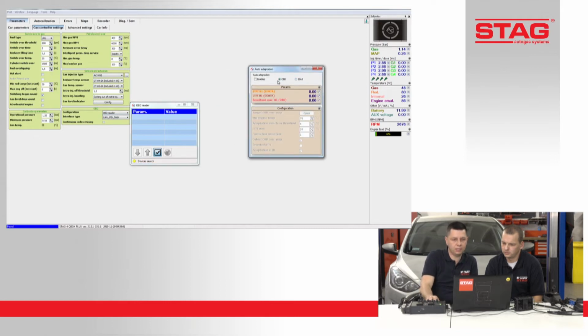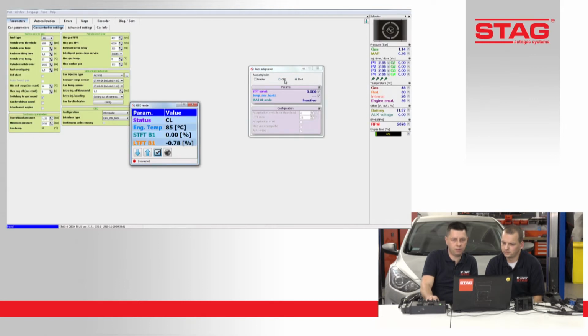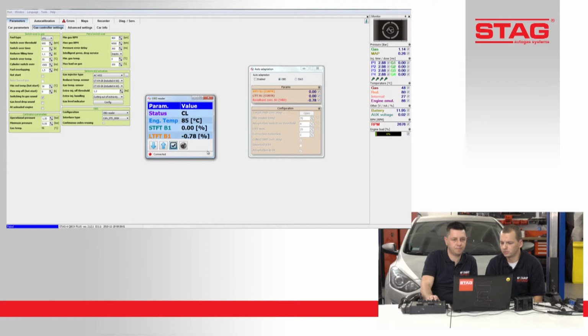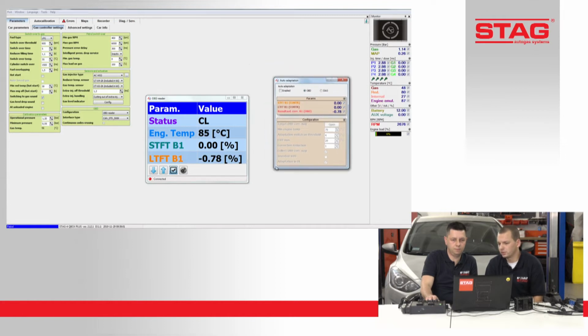And as you can see on the window of auto adaptation, you have two options. You can use OBD auto adaptation mode or ESA3 auto adaptation mode. One or another, it's up to you to choose. The OBD is gathering information from the petrol ECU. ESA3 is gathering information from the difference between the petrol map and the gas map.